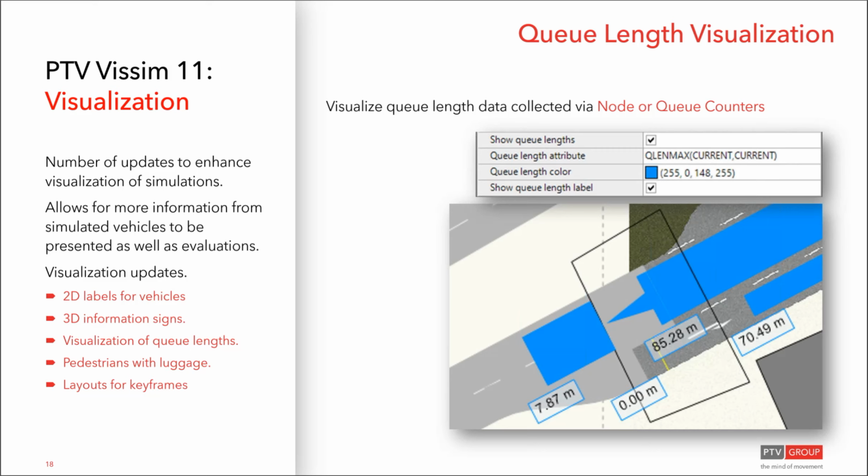So where a queue length actually extends back into the node, this spike demonstrates that that queue would extend further than the node is showing. And here you can actually see that queue popping out the other side of the node as well. And so those labels, those numerical values that are shown there are taken from the standard queue length evaluation as well, but represented graphically on the network.